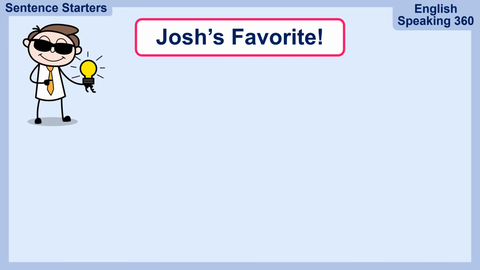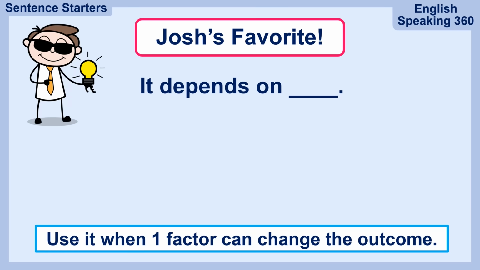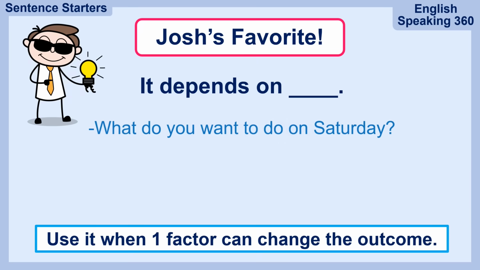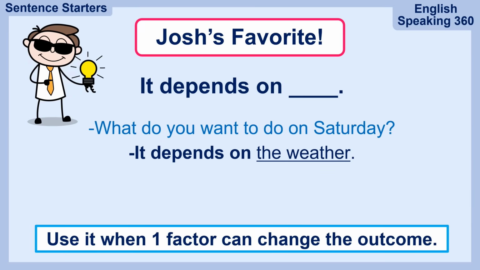Now, Josh's favorite, my personal favorite. Are you ready? Here it is. "It depends on." It's a super useful sentence starter, but you have to use it when one factor can change the outcome. Let me show you what I mean. "What do you want to do on Saturday?" "It depends on the weather." So the weather is the one factor that can change what we're going to do on Saturday.